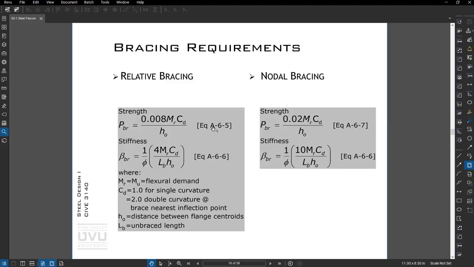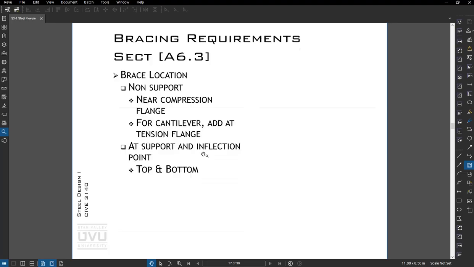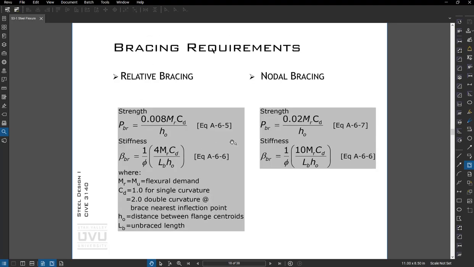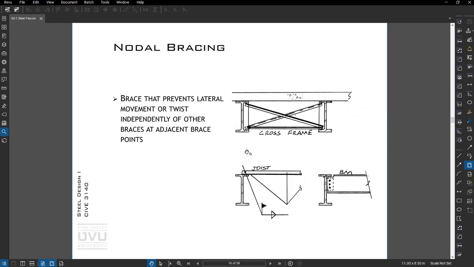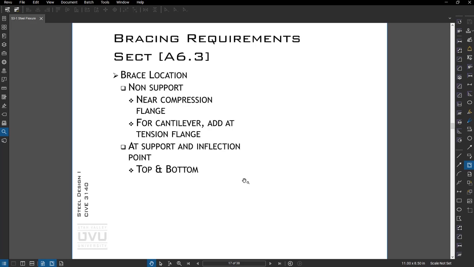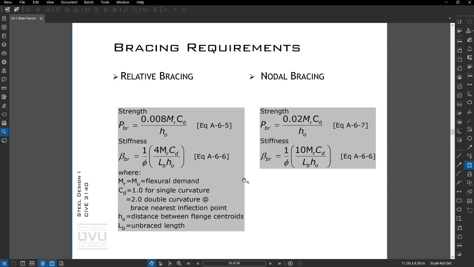The code has some requirements for bracing forces and stiffness, so you can use these equations when you're designing the bracing. Generally, those forces tend to be pretty low. So let's say we had a connection between a beam and a wide flange, or even a joist and a wide flange. Those tend to be plenty strong to brace the member. But if you don't know, check it and get to the point where you have some comfort with it.